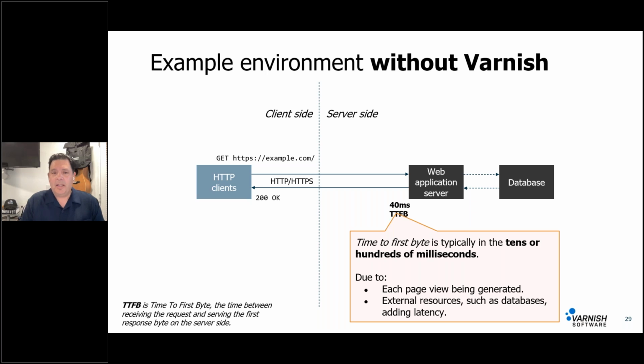we'll actually look at an example without Varnish. And you see on the left side there, the clients, HTTP, HTTPS. On the right side, you see the web application server and then the database. This is a very, very simplified view of a web application workload. But why I wanted to show you the impact of cache. You see it's 40 milliseconds time to first byte.